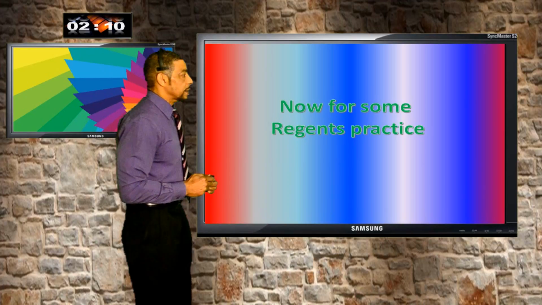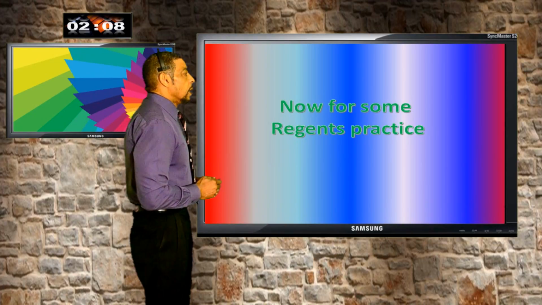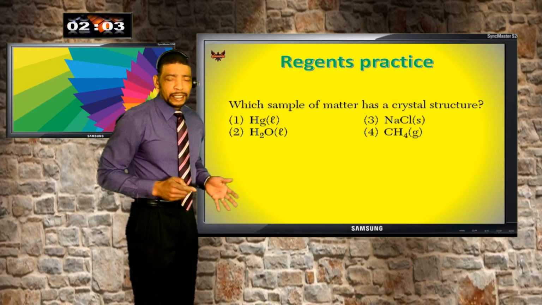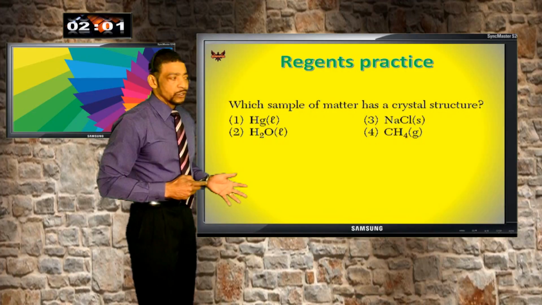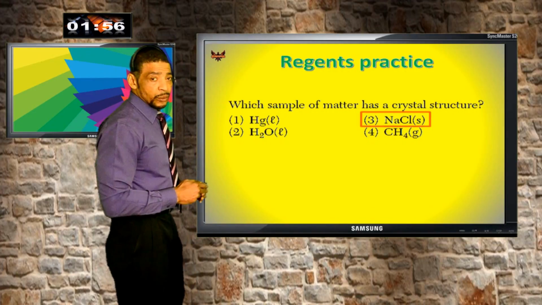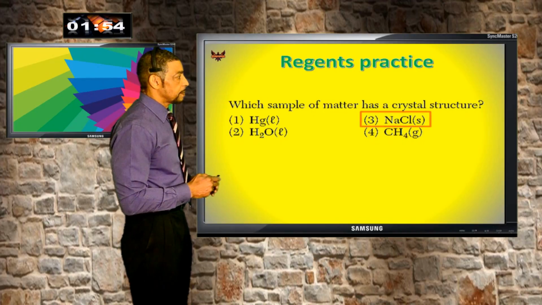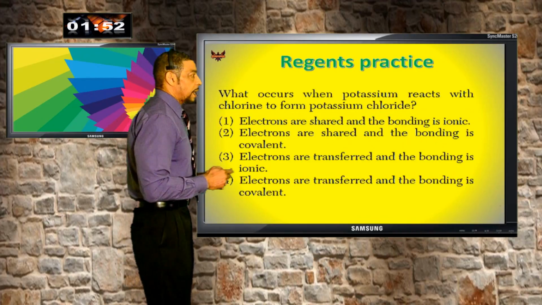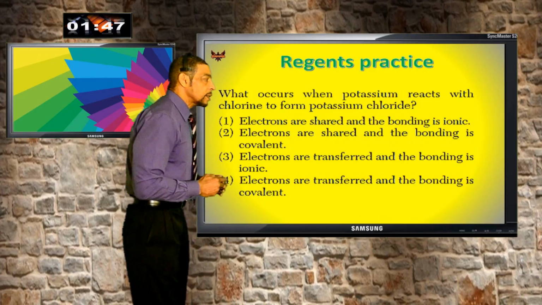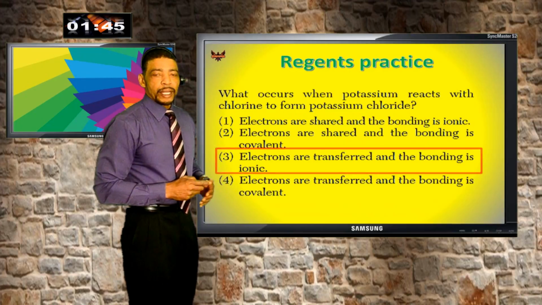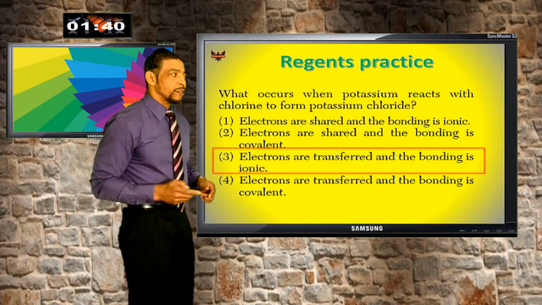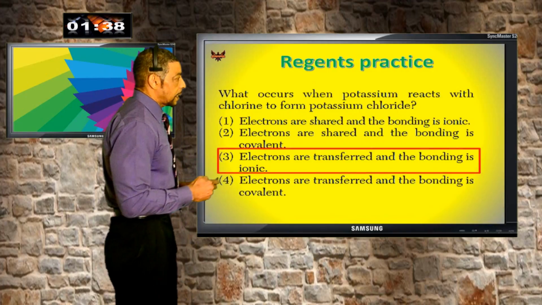Now for some Regents practice. Consider the following. Which sample of matter has a crystalline structure? Well, we know that ionic compounds will always have a crystalline structure. Therefore, the answer to this question is number 3, NaCl solid. What occurs when potassium reacts with chlorine to form potassium chloride? Well, clearly, when metallic elements react with nonmetallic elements to form an ionic compounds, electrons are transferred and the bonding is ionic.